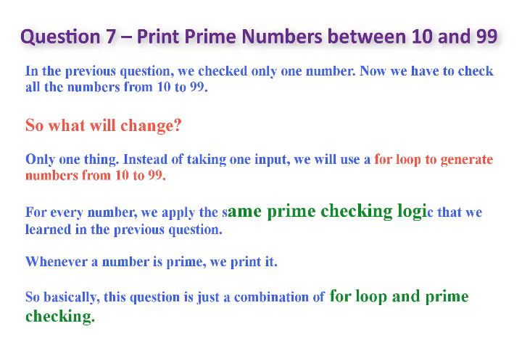Question 7. Print prime numbers between 10 and 99. Now let's move to question number 7. In the previous question, we checked only one number. Now we have to check all the numbers from 10 to 99. So what will change? Only one thing. Instead of taking one input, we will use a for loop to generate numbers from 10 to 99. For every number, we apply the same prime checking logic that we learned in the previous question. Whenever a number is prime, we print it. So basically, this question is just a combination of for loop and prime checking.